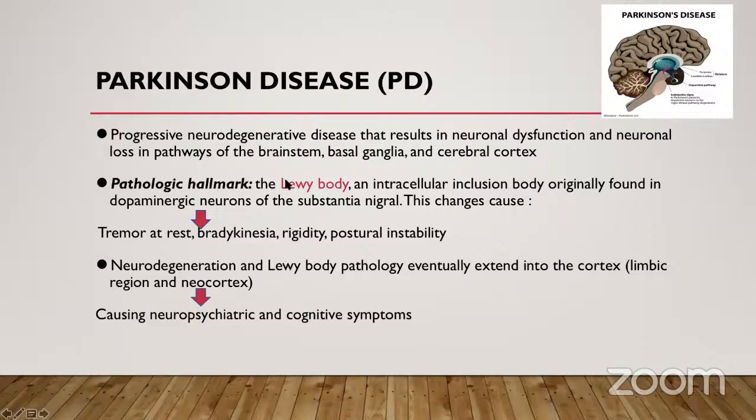These changes lead to the symptoms and signs we know in Parkinson disease: tremor at rest, bradykinesia, rigidity, and postural instability. Also, sometimes if the Lewy bodies accumulate in the cerebral cortex, mainly in the limbic region or the neocortex, they can lead to neuropsychiatric or cognitive symptoms.